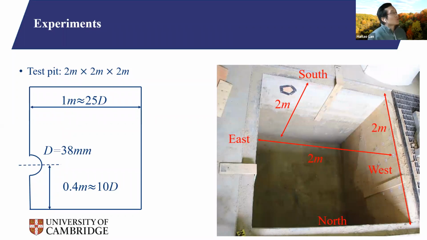All the tests we conducted in a pit that is 2 meters wide, 2 meters deep, and 2 meters long. The borehole was located in the center of this pit along the east-west direction. The borehole was located at 0.4 meters above the concrete base, that is around 10 times the diameter. The side boundary is 1 meter, which means from the center of the borehole to the south or north side of the pit, it's about 25 times the diameter.